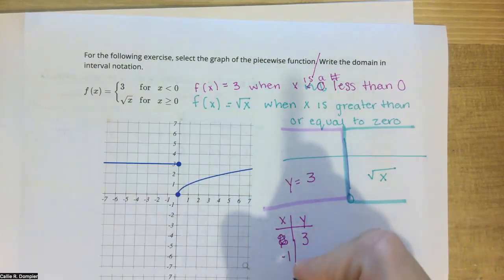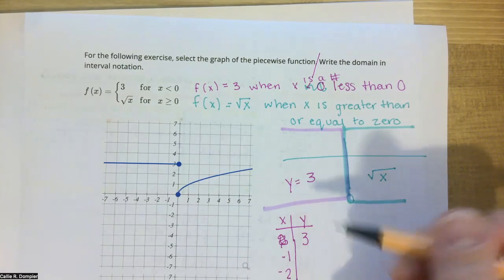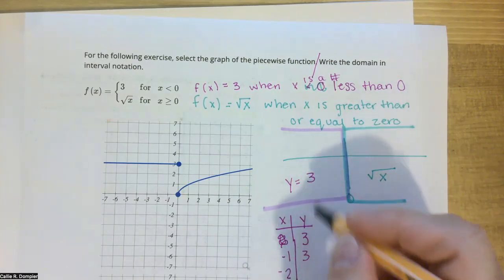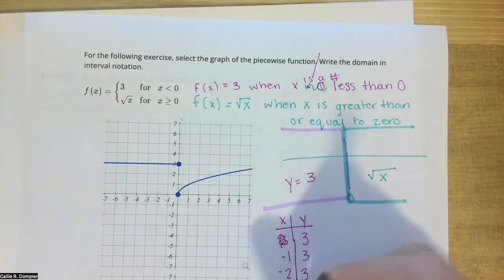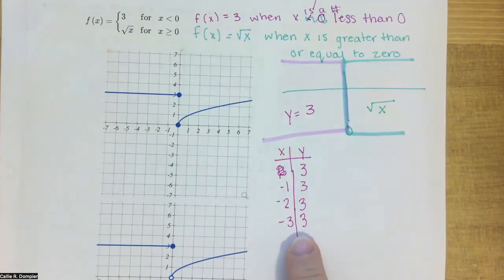-1, -2, and -3. When x is -1 for y equals 3, y is 3. When x is -2 for y equals 3, y is 3. When x is -3 for y equals 3, y is still 3, okay? No matter what our x value is, y is 3. Let's look at our 4 example graphs and make sure they all have that line, y equals 3.